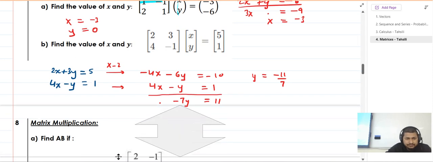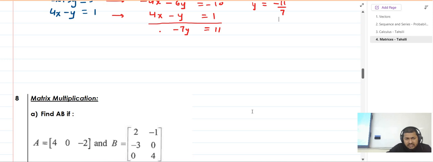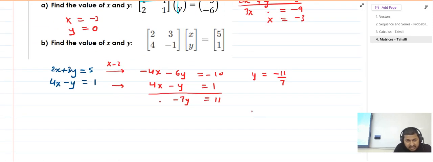Now to solve for y, what is y? Basically y, you can solve from the second equation, it's easier. You can take the negative y over. Y is equal to 4x minus 1. Bring the 1 over. And what is the value for y? Negative 11 over 7.